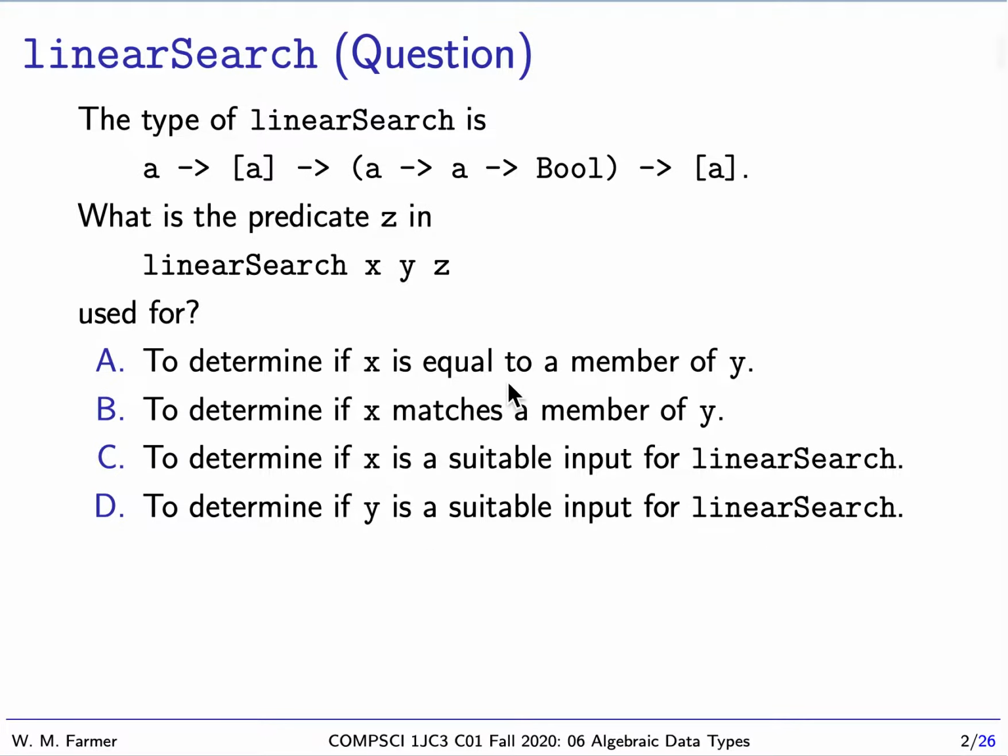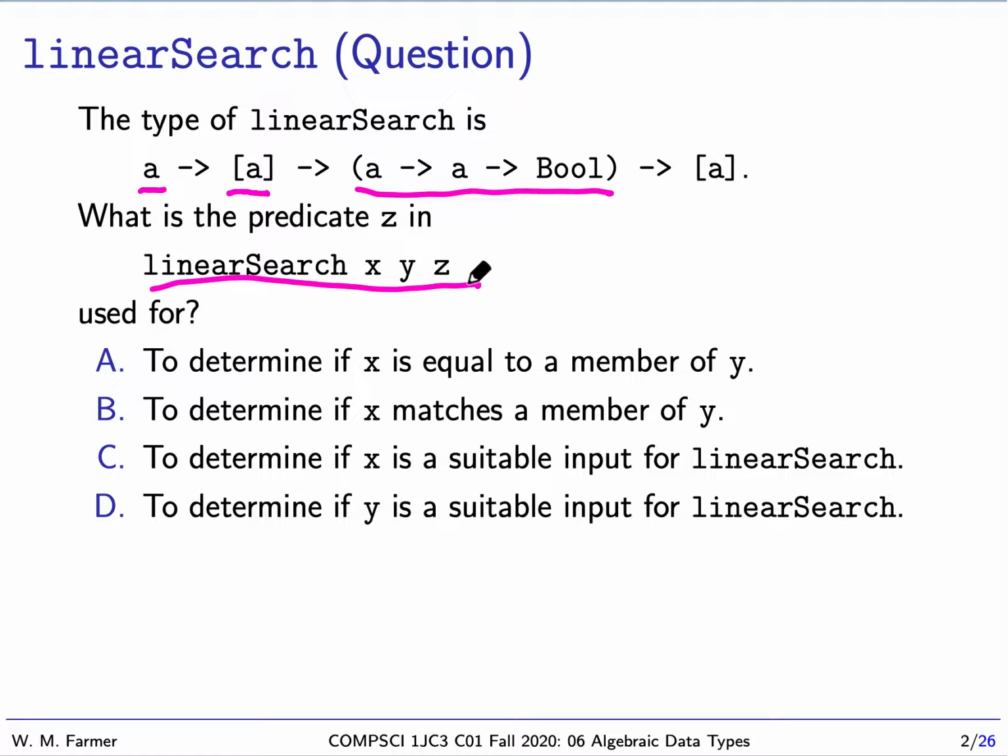We're going to start with a review question. In a previous lecture we talked about a function called linear search, which searches linearly through a list. It takes three arguments: a value, a list of the same kind of values, and a predicate which takes two of these values. So A here can be any type. When we apply this function to x, y, and z, the question is, what role does z play?